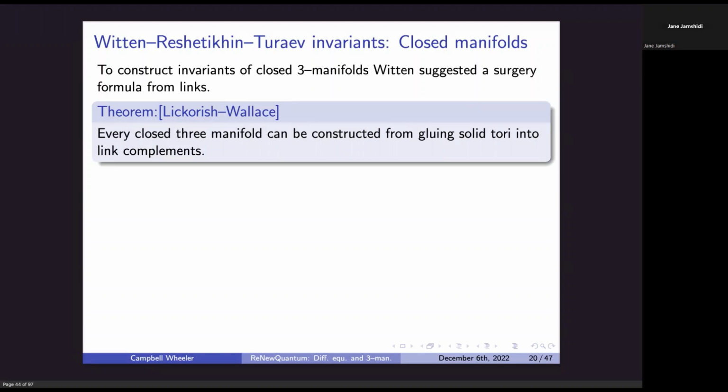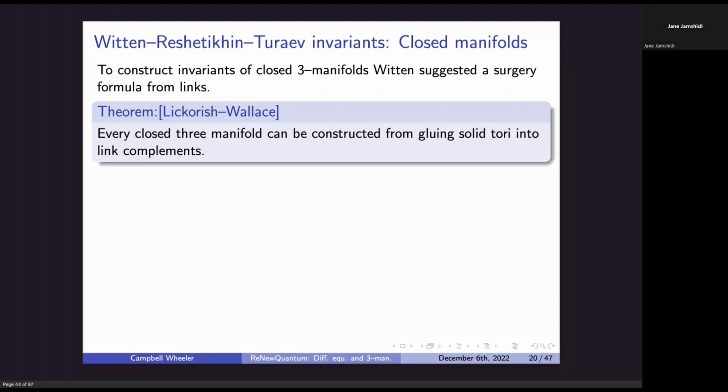So going back, we now have this sequence of colored Jones polynomials for a link. And in Witten's article, he suggested a way to use these colored Jones polynomials and some kind of surgery formula to construct invariants of closed manifolds. Now they won't be polynomials, they'll be just functions at roots of unity. And to do this, we can use the following theorem from topology.